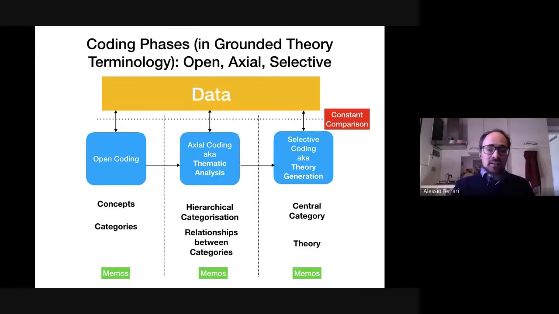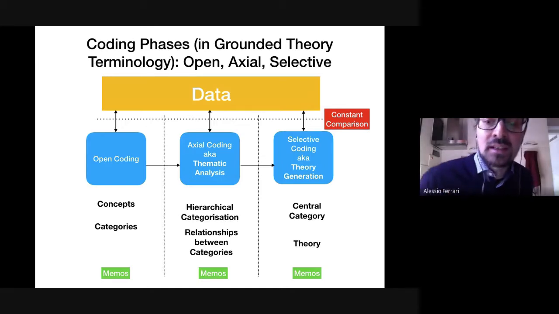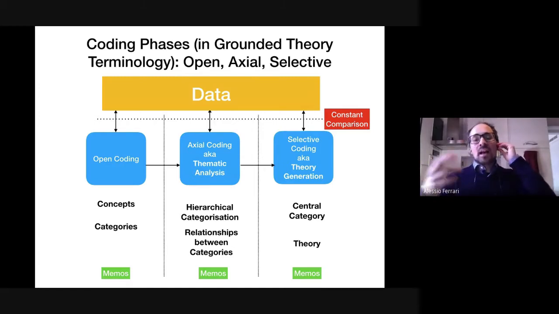Here are the different coding phases. In grounded theory, coding is distinguished between open coding, axial coding, which is thematic analysis for us, and selective coding, which means theory generation. This is not written in any book, but for us, axial coding is equivalent to thematic analysis. This is quite confusing, because selective coding is basically a way of re-elaborating your codes to produce a theory. It is not coding the data.